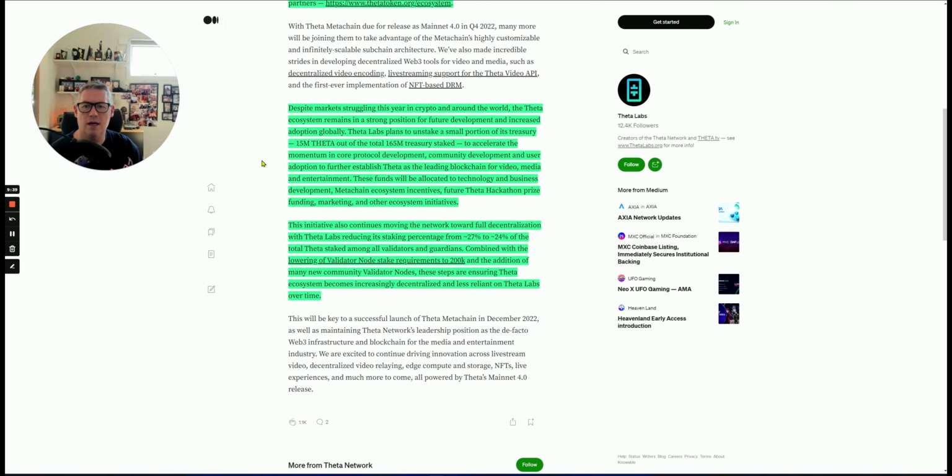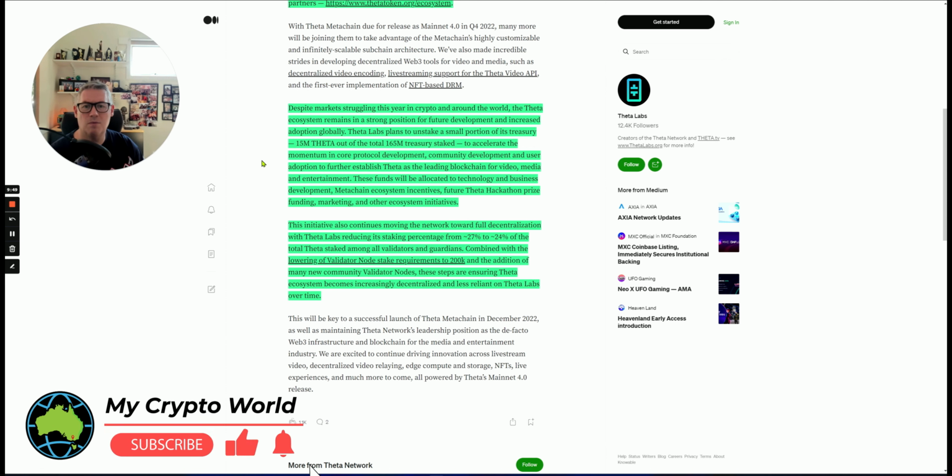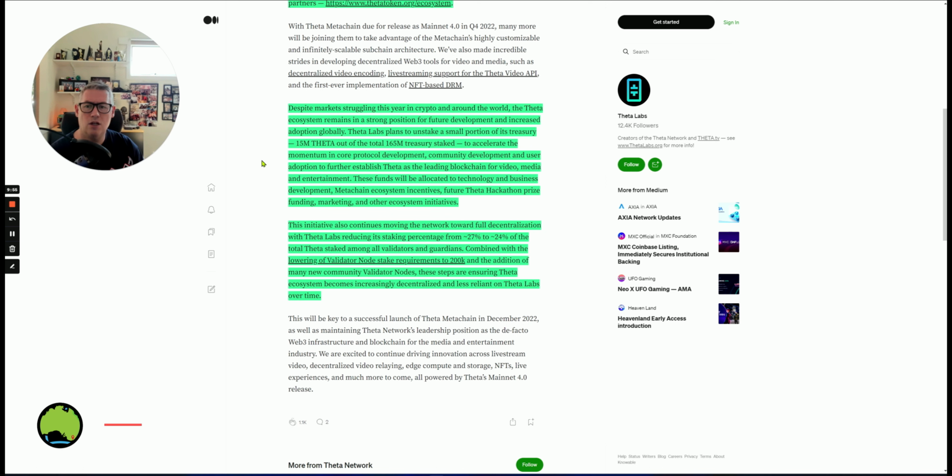Despite the market struggling this year in crypto around the world, the Theta ecosystem remains in a strong position for future development and increased adoption globally. Theta Labs plans to unstake a small portion of its treasury, 15 million Theta, out of the total $165 million treasury staked, to accelerate the momentum in core protocol development, community development, and user adoption to further establish Theta as a leading blockchain for video, media, and entertainment. These funds will be allocated to technology and business development, MetaChain ecosystem incentives, future Theta hackathon prize funding, marketing, and other ecosystem initiatives.